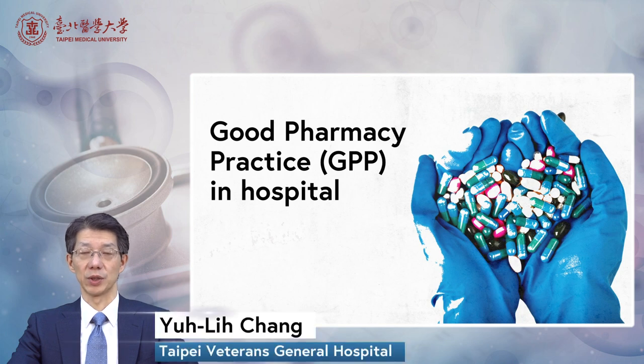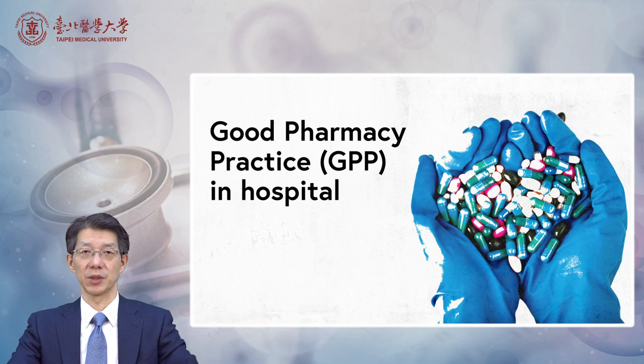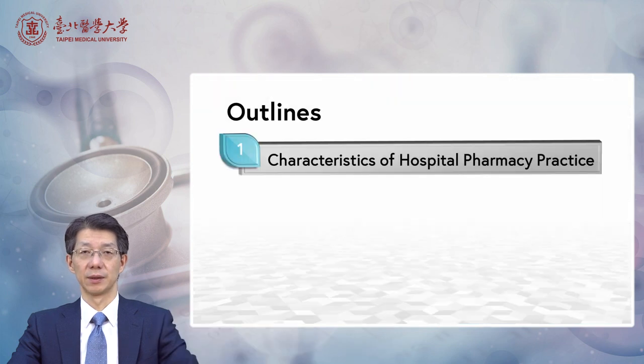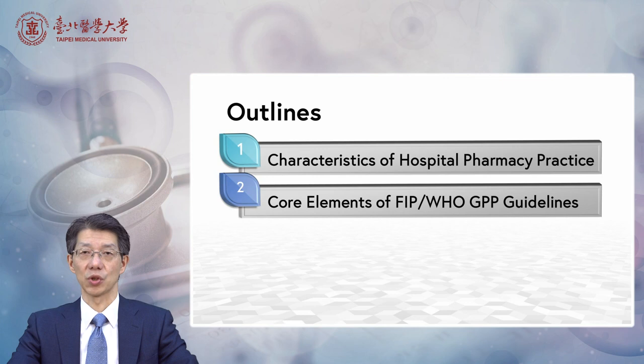The topic of this unit is good pharmacy practice in hospital setting. There are four main parts in this unit course. The first part, I will introduce the characteristics of hospital pharmacy practice, including pharmacist's role in medication use process, key components in hospital pharmacy practice, hospital practice standards and guidelines. The second part, I'd like to show you the core elements of GPP guidelines, including origin, mission, requirements, frameworks, and steps to establish the guidelines.